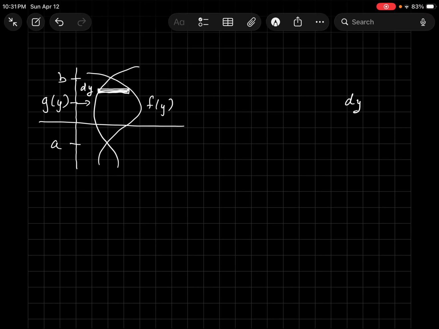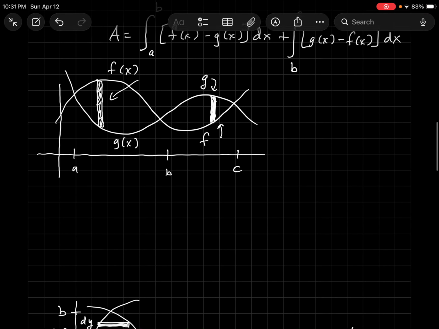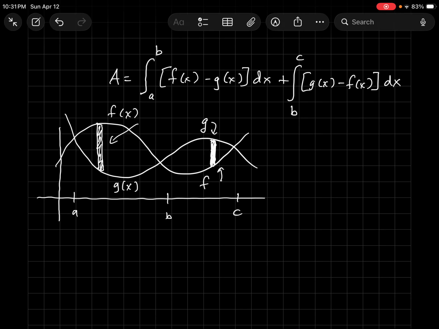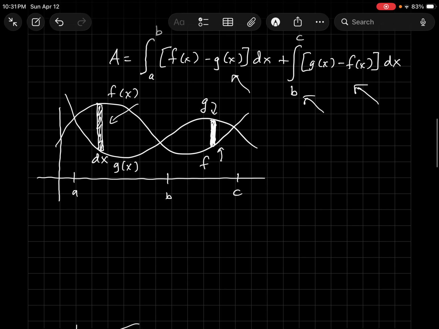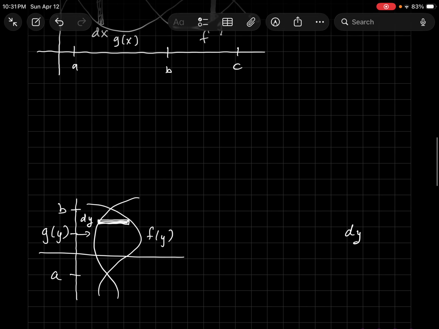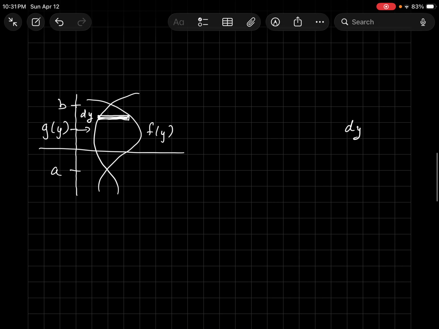So a quick note, if the width of your rectangle or shape is dx, then everything should be x's, including your limits. But if the width of your shape or base or whatever we call it is dy, then everything should be in terms of y's. So I have the base.